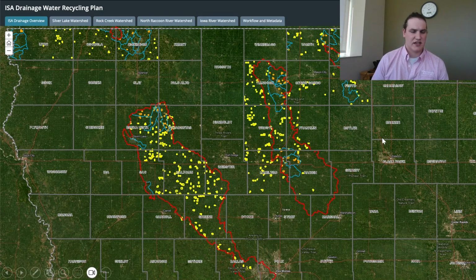This is again just a quick map showing areas where drainage water recycling could be done. Not saying areas that don't have the yellow dots wouldn't be good sites. These are just kind of the areas they've mapped so far showing viable drainage water recycling sites.